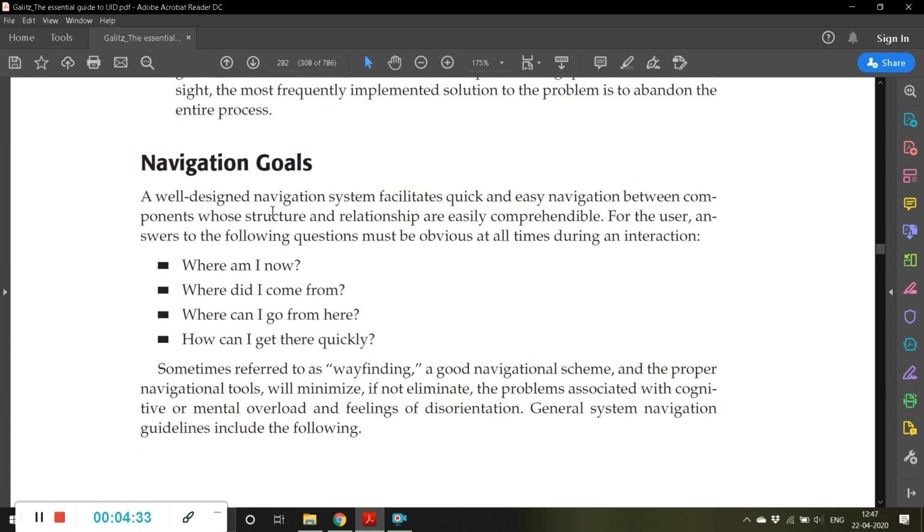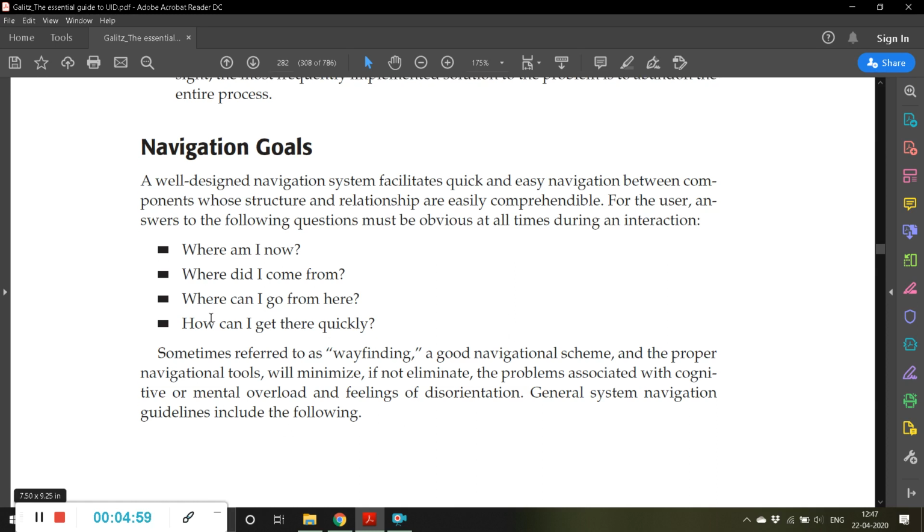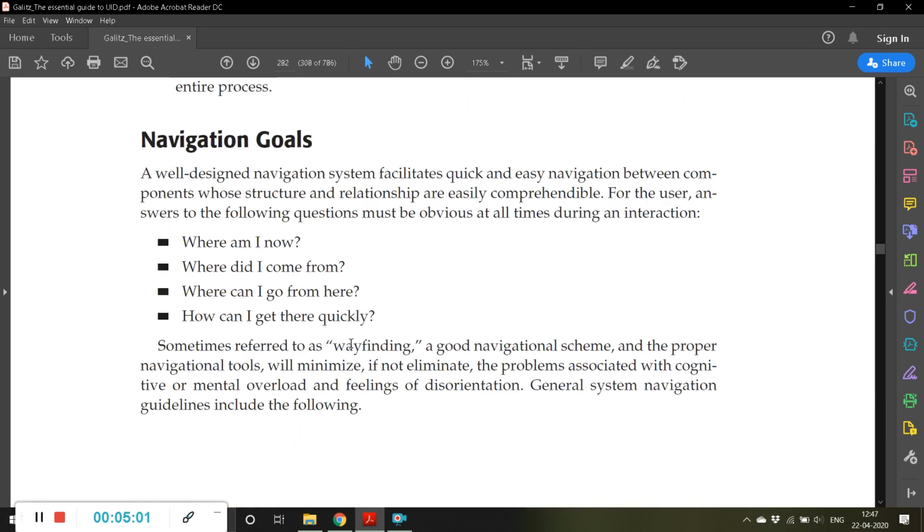The next one is navigation goals. Some of the navigation goals are: where am I right now, where did I come from, where can I go from here, and how can I get there quickly. We have already discussed many ways: hierarchical way of representing the menus, sequential way of representing the menus. So we have to choose the appropriate one.